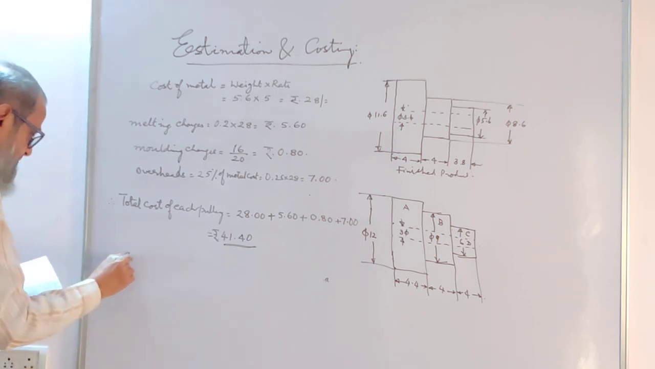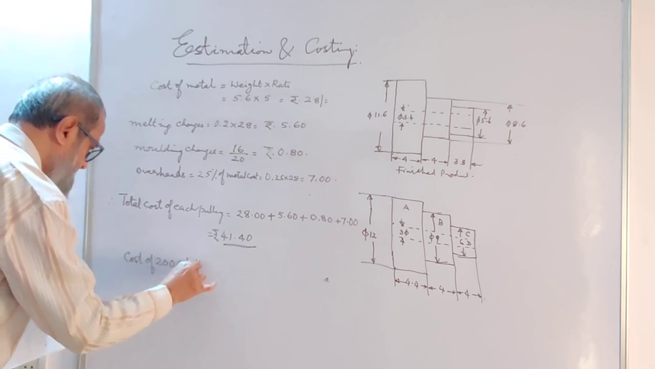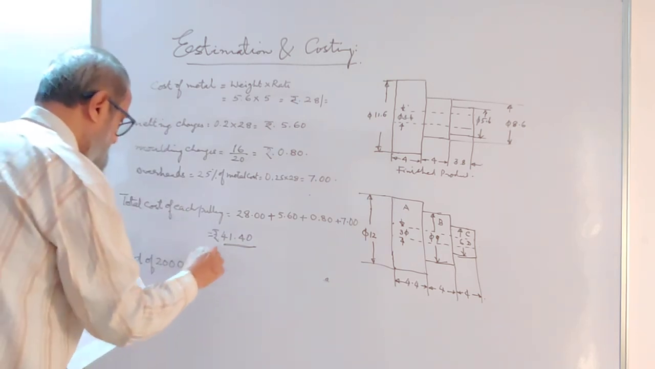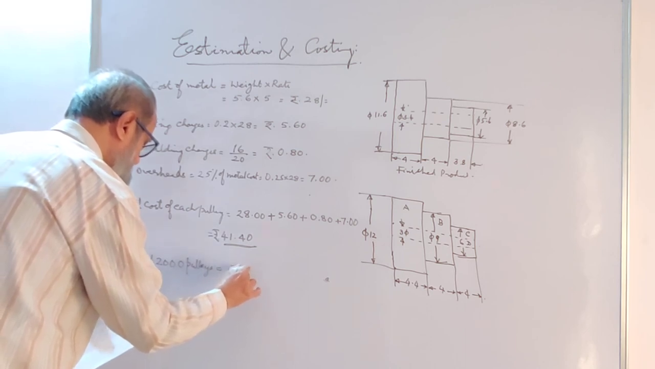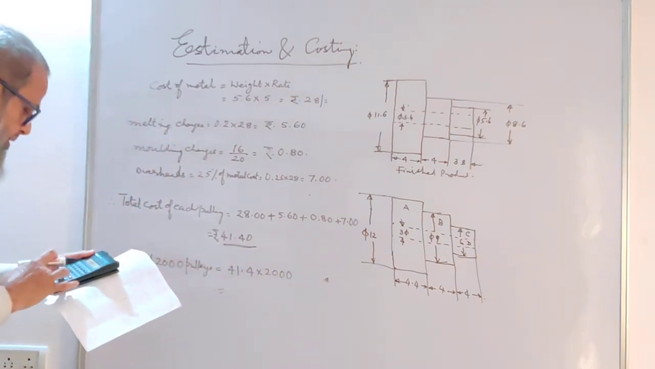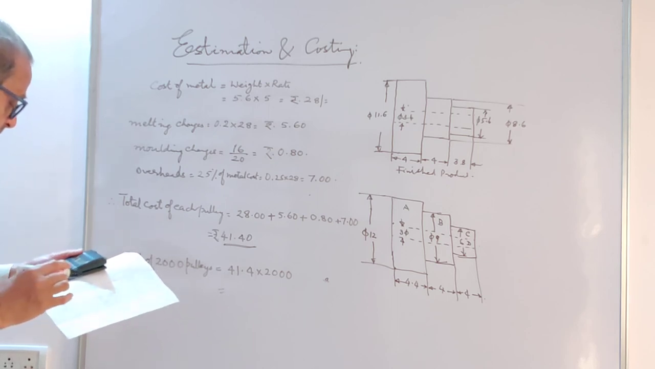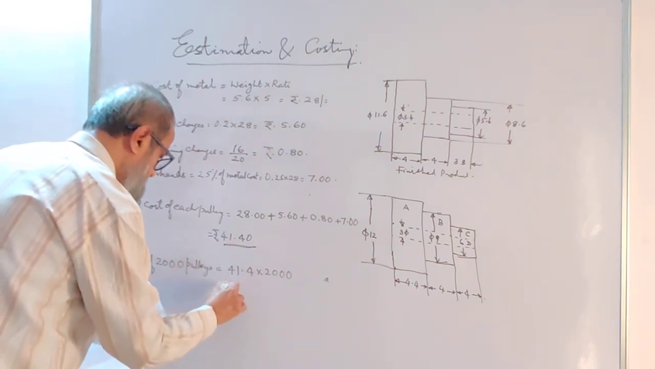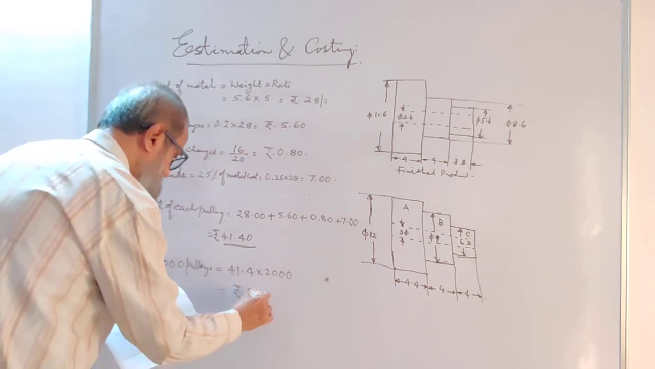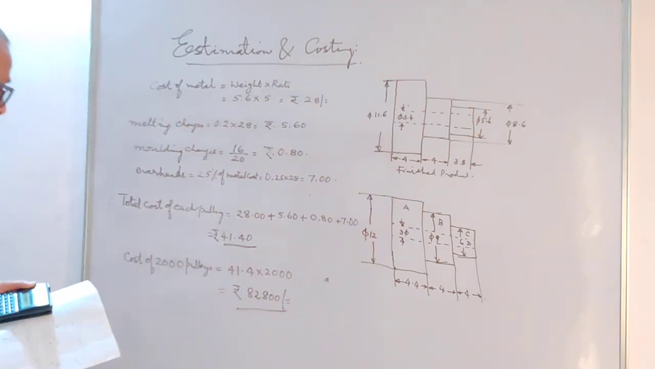So, the cost of 2000 pulleys, this is what is asked, will be equal to the cost of one pulley, that is 41.4, into 2000, the number of pulleys. So 41.4 into 2000 equals 82,800 rupees. This is the total cost of 2000 pulleys.